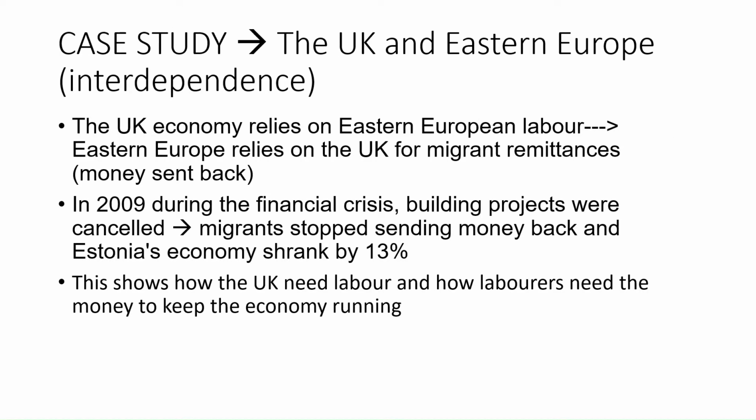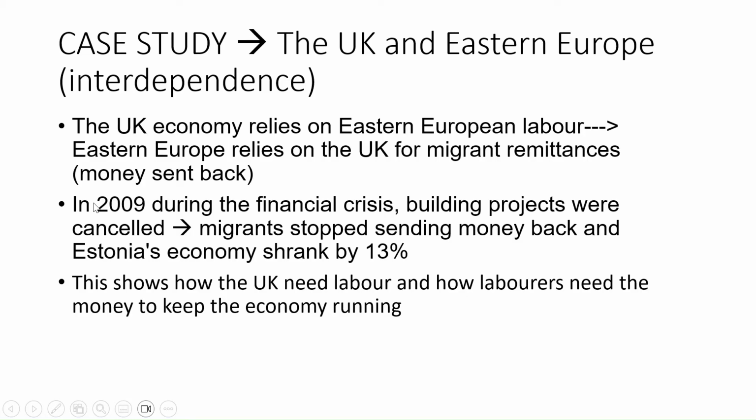So the case study you need to understand of interdependence is the UK and Eastern Europe. The UK relies on Eastern European labour, and Eastern European migrants rely on the UK for migrant remittances. And when I say labour, I mean mainly construction and handyman jobs such as being plumbers, house building and bricklaying and stuff like that.